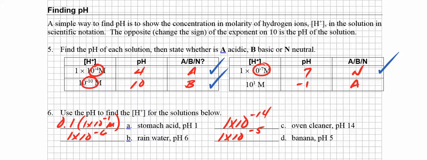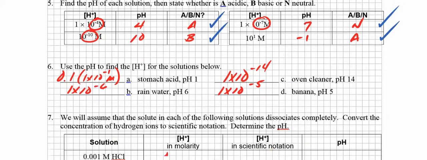And finally, 1 times 10 to the first, or 10 to the first, is going to be negative 1. So the pH is negative 1. So bear in mind, it is possible for the pH to be negative 1. We won't concentrate too much on negative pHs, but it is possible for it to happen. Just wanted you to be aware of that. That, of course, is acidic, right? So we're going to label that as an acid, and we're done with number 5.